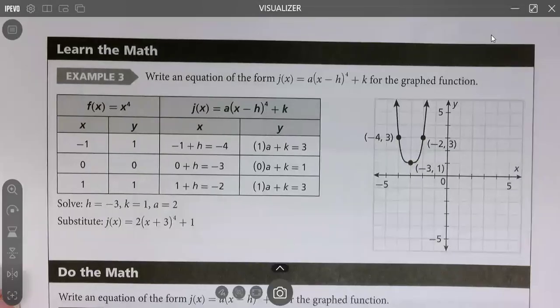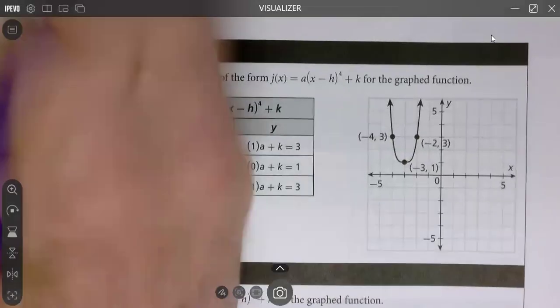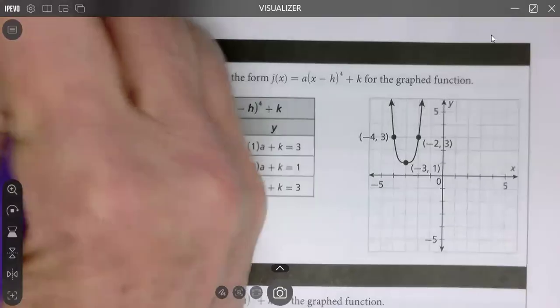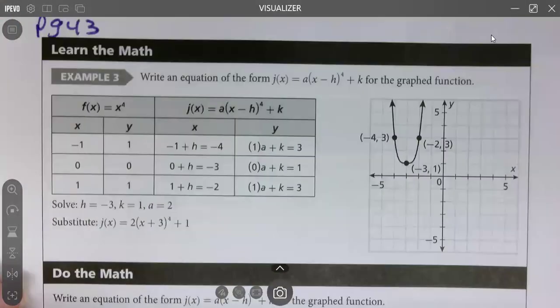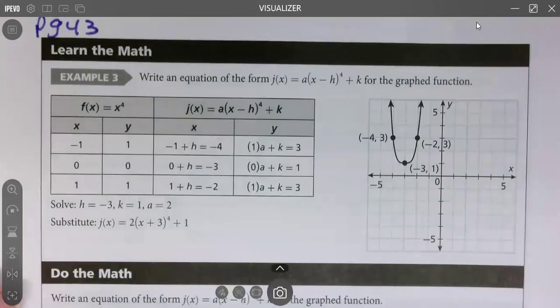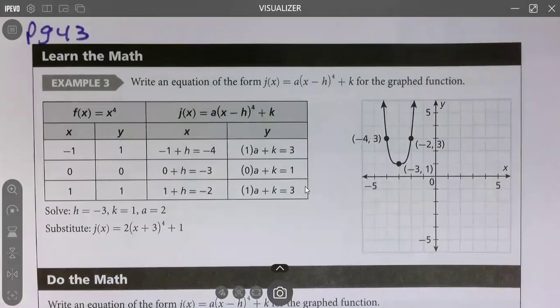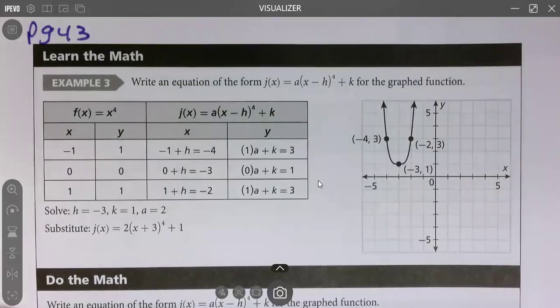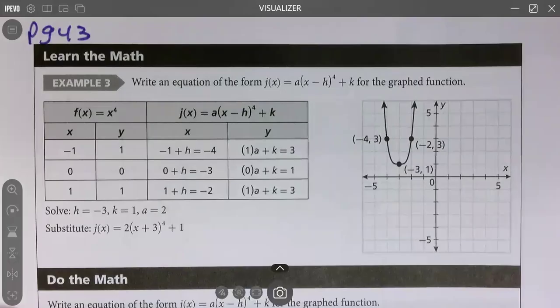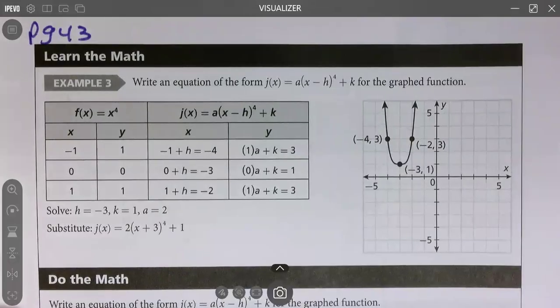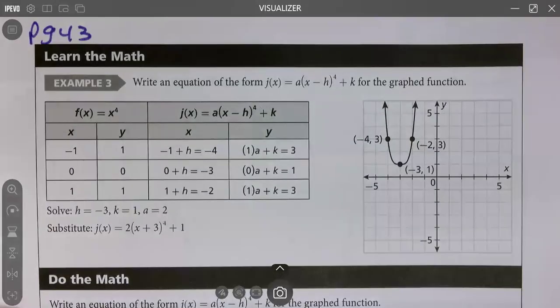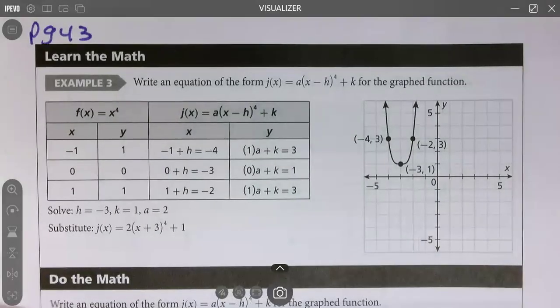Alrighty. Today I am on page 43 in your workbook. So if you have the same HMNH workbook, that's where we are. I'm going to go through the learn the math for you and do all the explaining. Then you should do the math. You should pause the video and do the math without me. And then I will do the math part also so that you can see how that works.